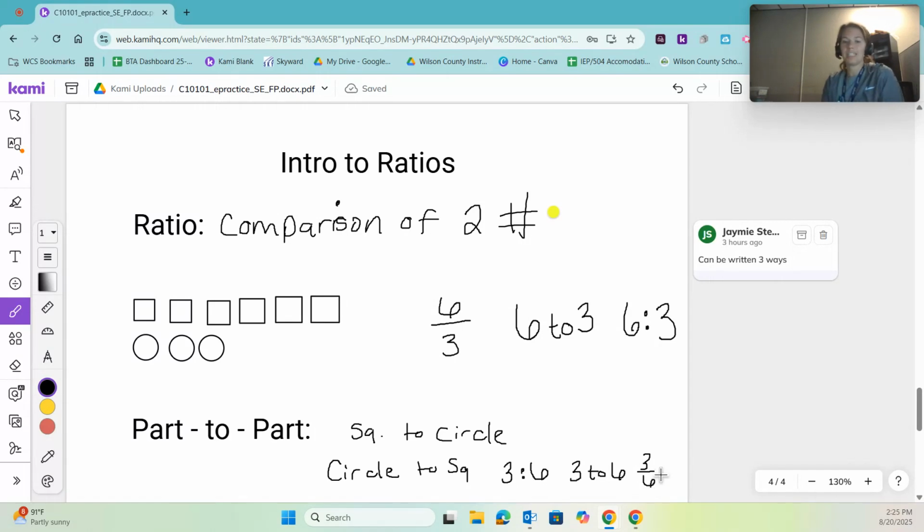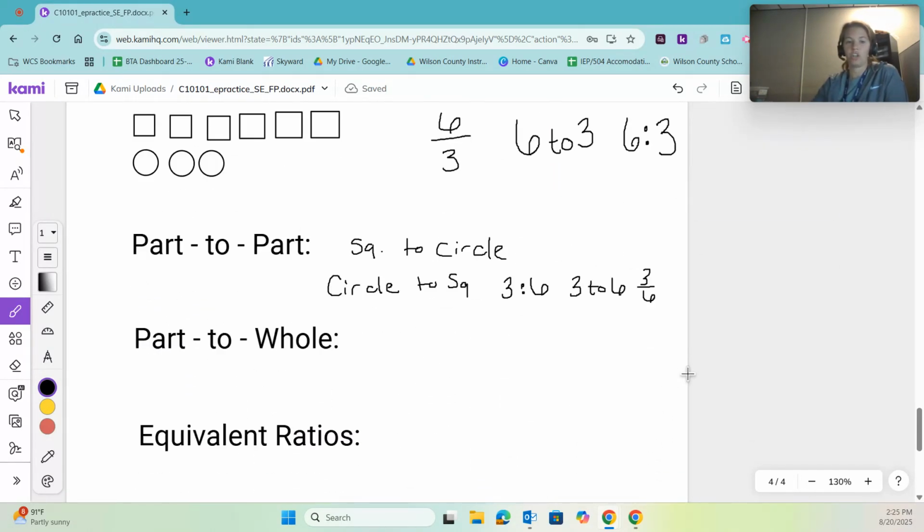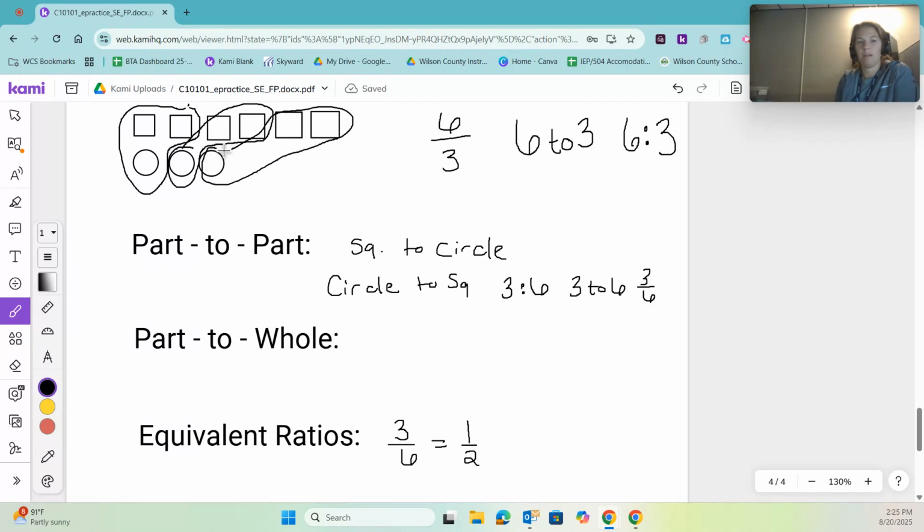Now, we can also simplify these ratios to create an equivalent ratio. Notice 3 over 6 can simplify to 1/2. That means for every 1 circle, there are 2 squares. You can see that in this picture being broken up. It's still true. In this picture, it's a 3 to 6 ratio, but my equivalent ratio would still be a 1 to 2 ratio of circles to squares.